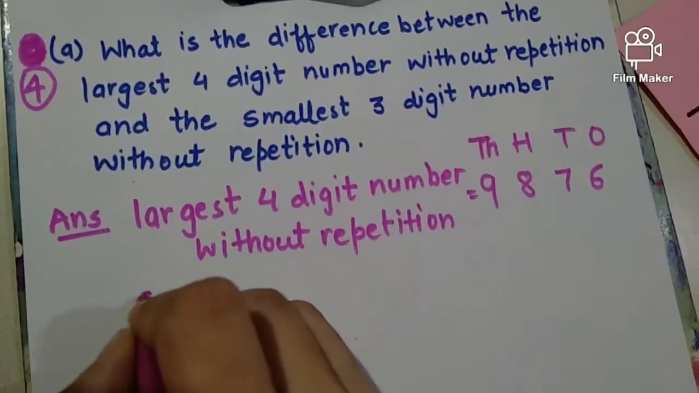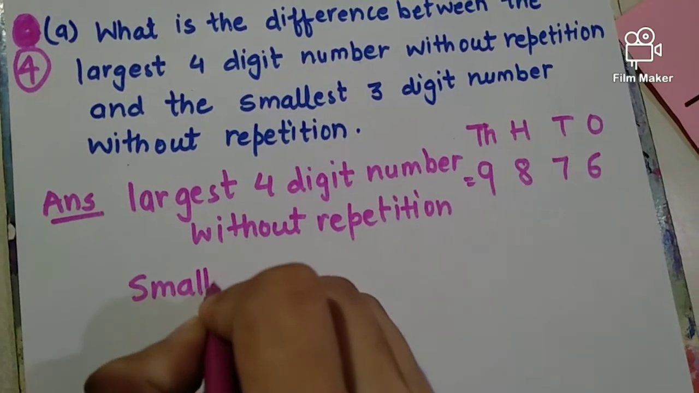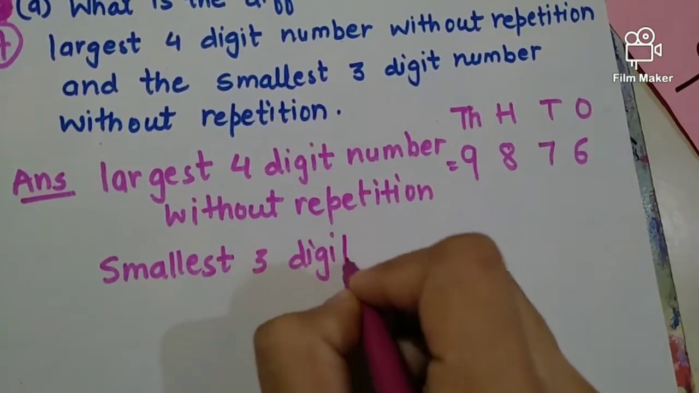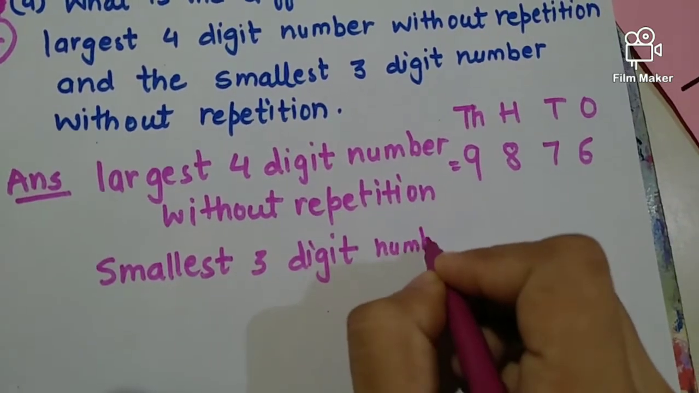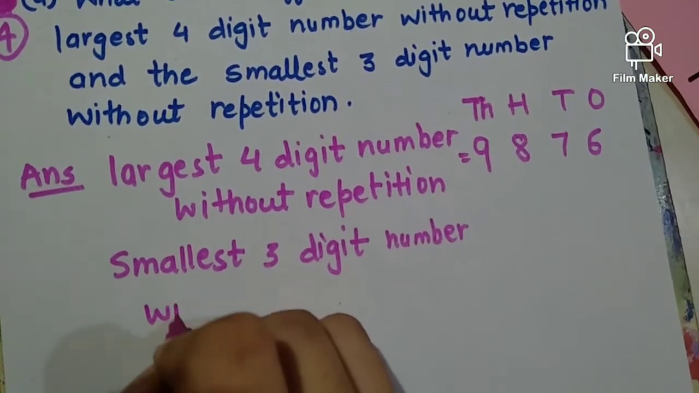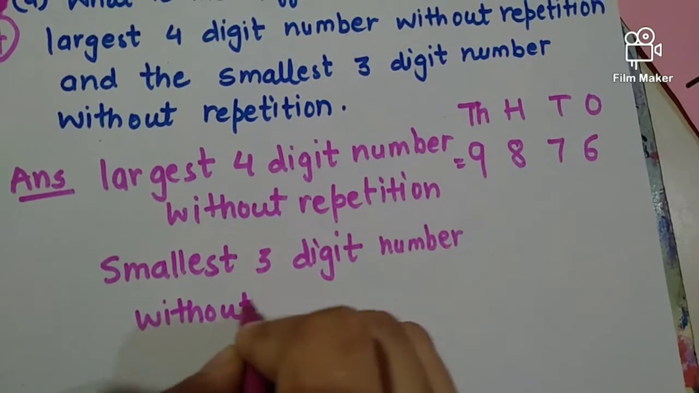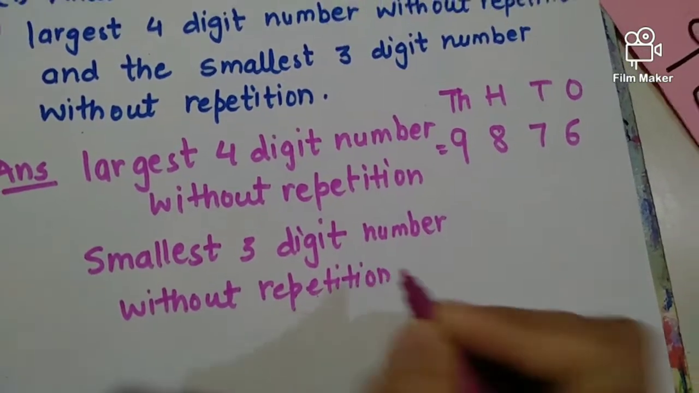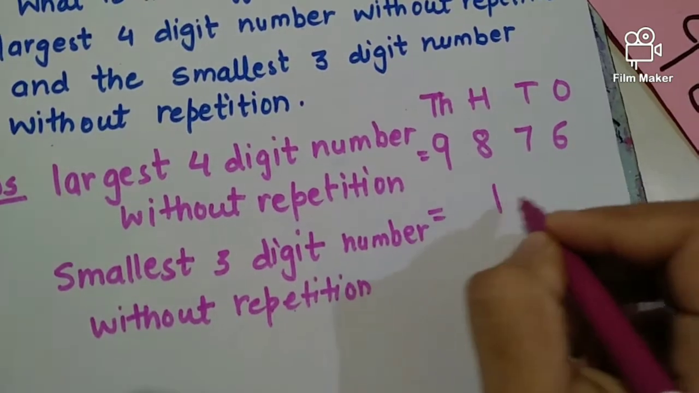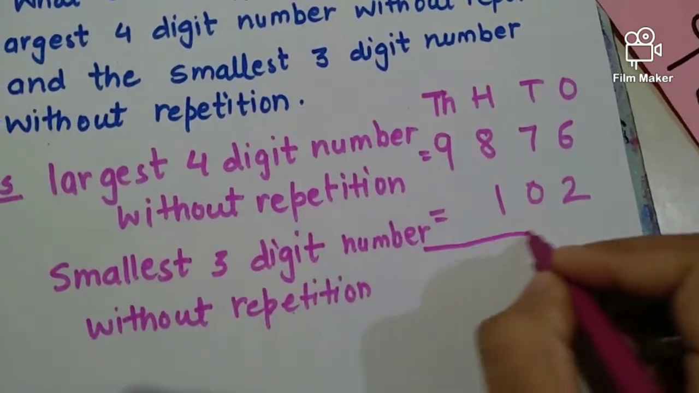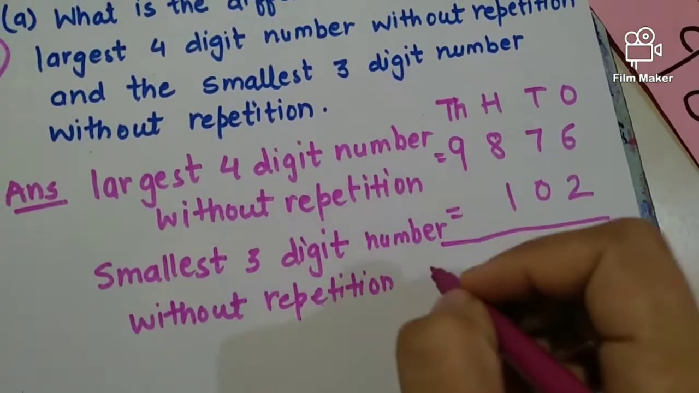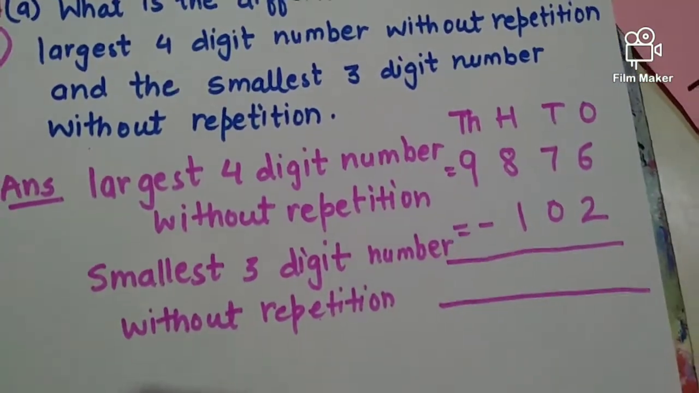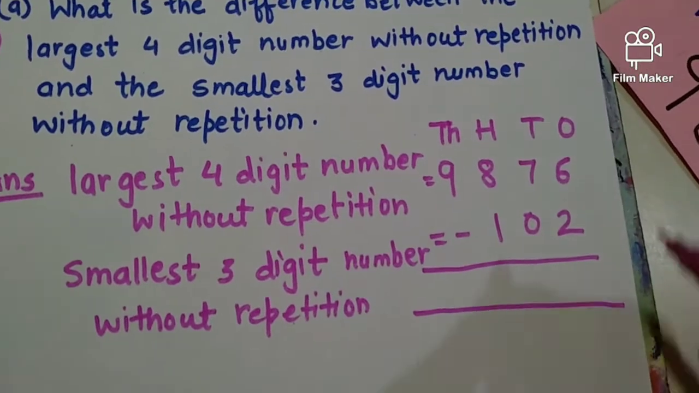Okay. So here, smallest 3-digit number without repetition. So our number is 102. Now we have to find the difference between these two numbers. So we have to subtract the numbers. So let's start our subtraction.